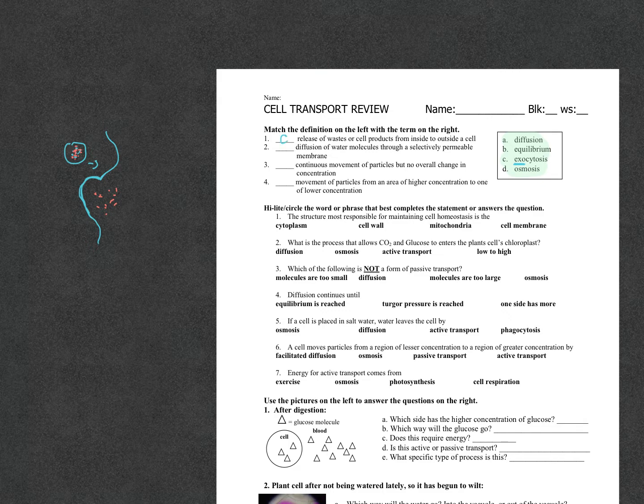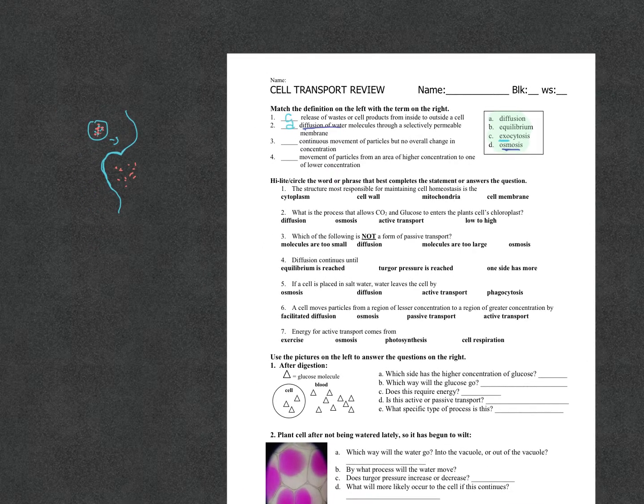It's C. Diffusion of water molecules. As soon as you see diffusion of water molecules, you should automatically be thinking osmosis. That's diffusion of water through a selectively permeable membrane. That's easy. That's D. Continuous movement of particles, but no overall change in concentration. Think dynamic equilibrium. So you would expect equilibrium would be the answer. B. Movement of particles from an area of higher concentration to one of lower concentration. That's a simple concept of diffusion.